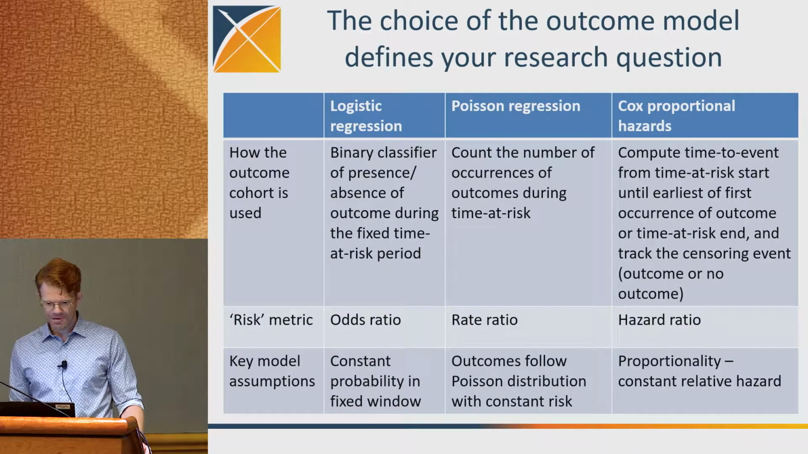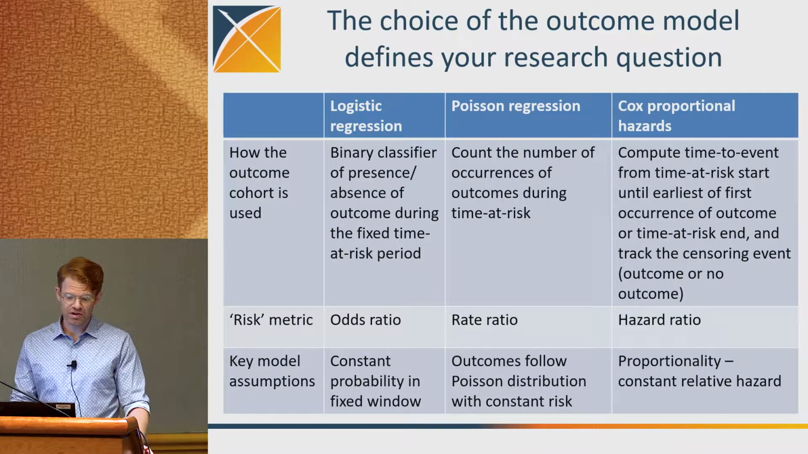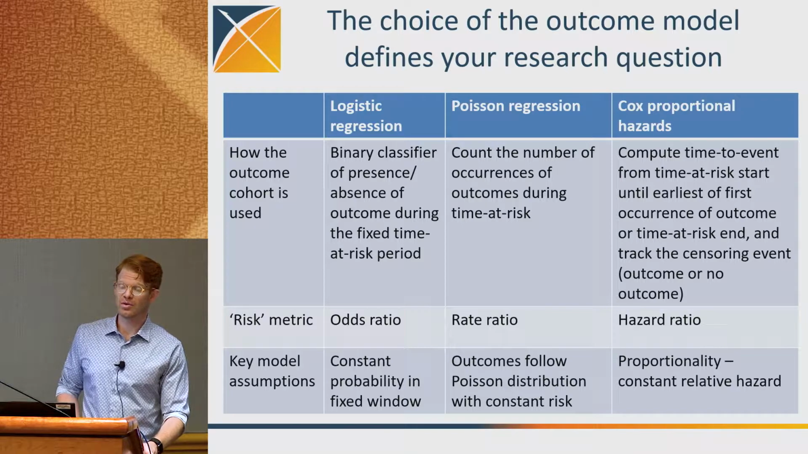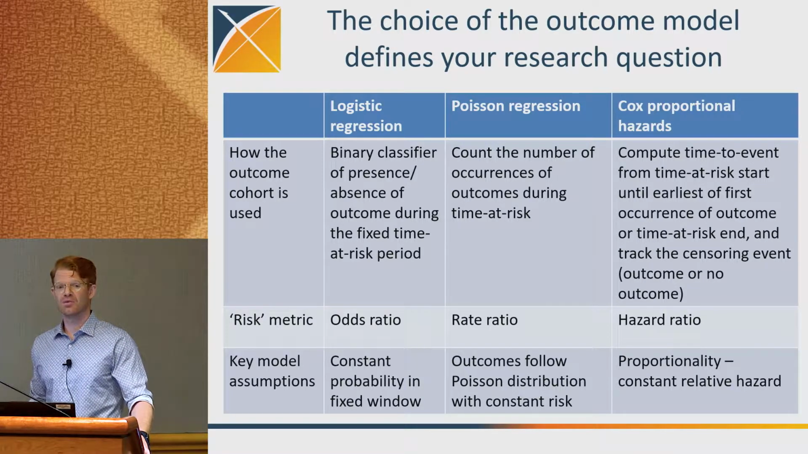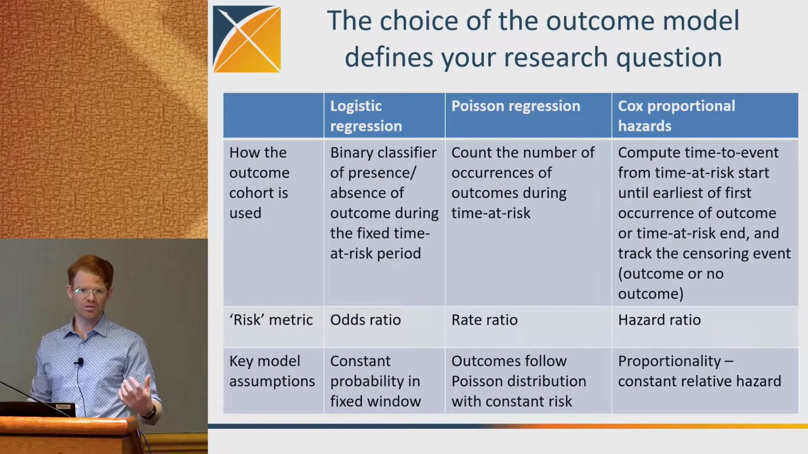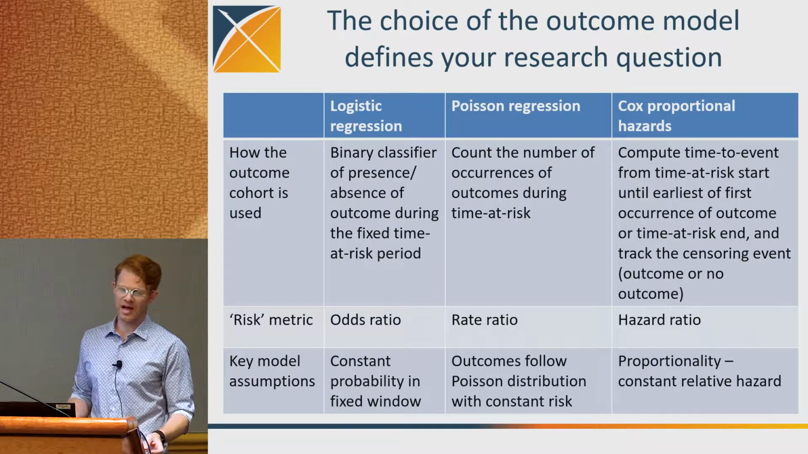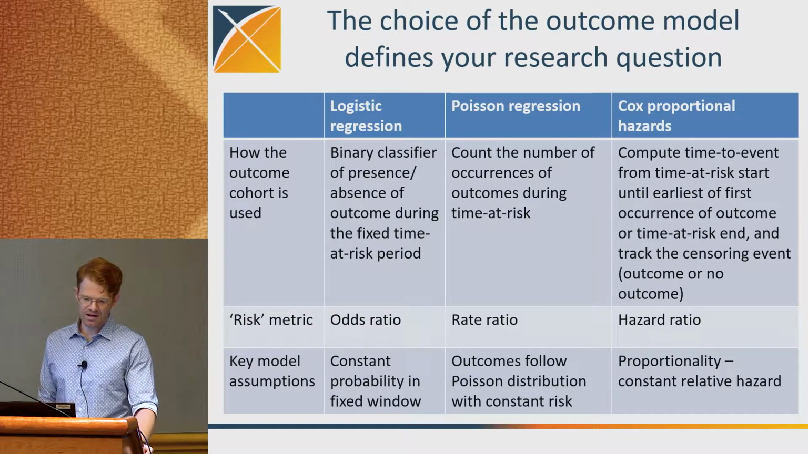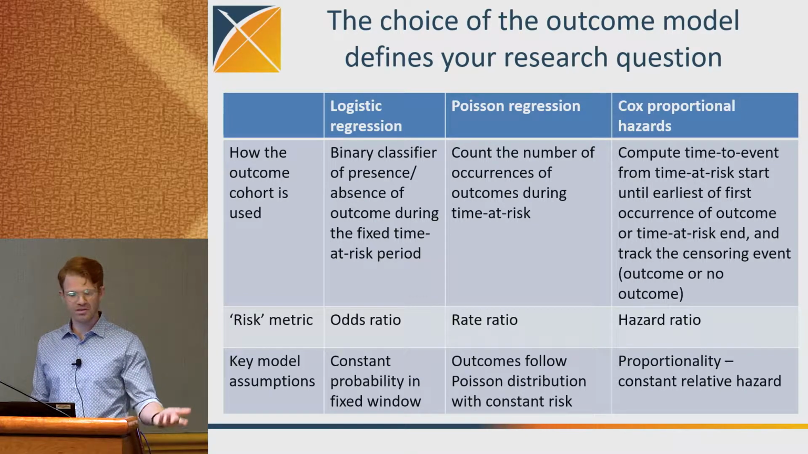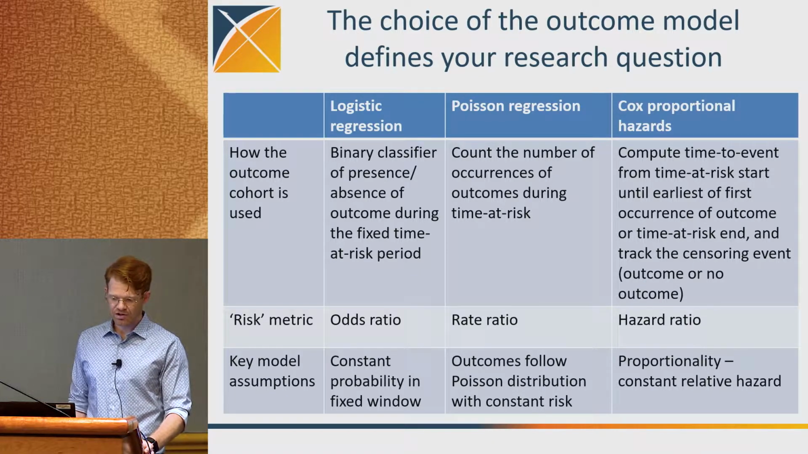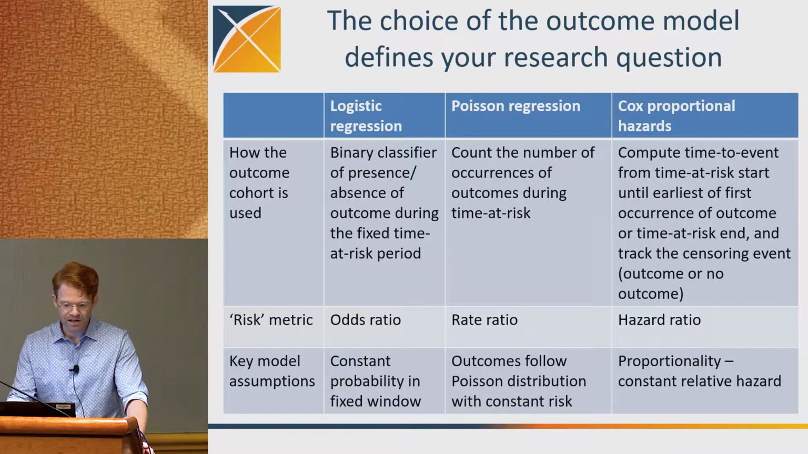And then lastly, the choice of the outcome model is what defines your research question. Once you've determined which analytic cohorts you're happy and comfortable comparing, you need to think about how you're going to look for the outcome occurrence. There are three approaches that involve discrete outcome events. There's logistic regression, which is just a binary classifier and determines whether there is or isn't an outcome during a fixed time at risk period.